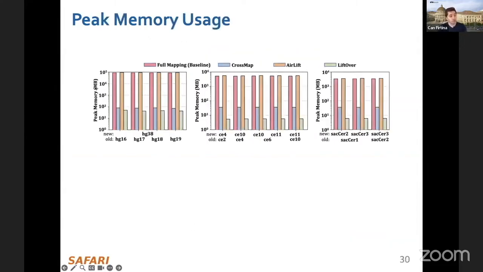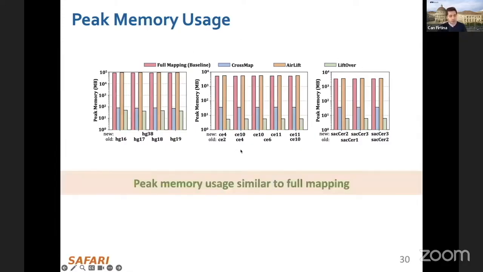We also show the peak memory usage. Here we have the peak memory usage on the y-axis, and the x-axis is similar to what I've shown in the earlier slide. Again, we compare against CrossMap, LiftOver, and also full mapping. So what we observe is that the peak memory usage is similar to full mapping. Still, the peak memory usage of AirLift is much higher than CrossMap and LiftOver due to similar reasons, which is performing more comprehensive mapping, which eventually leads to more accurate read mapping.